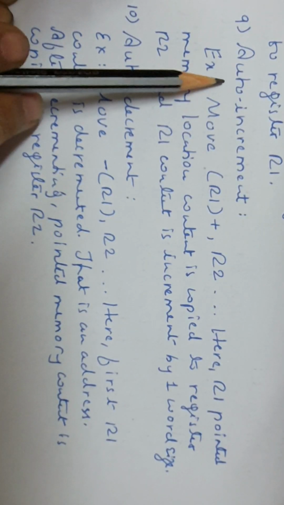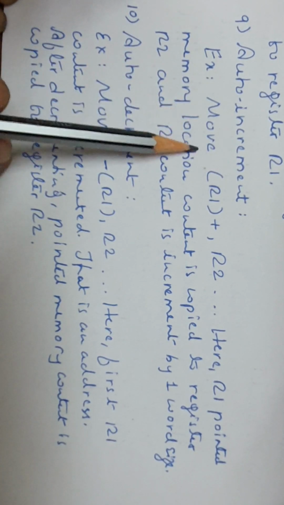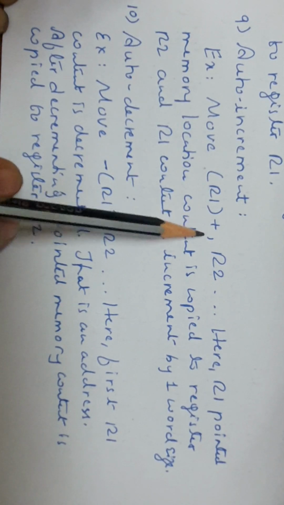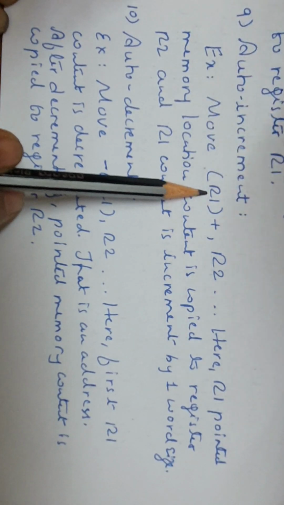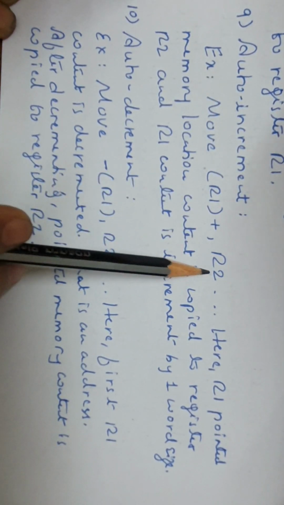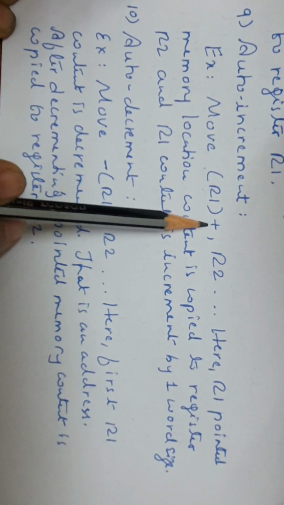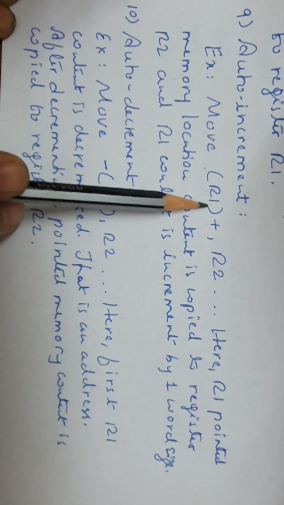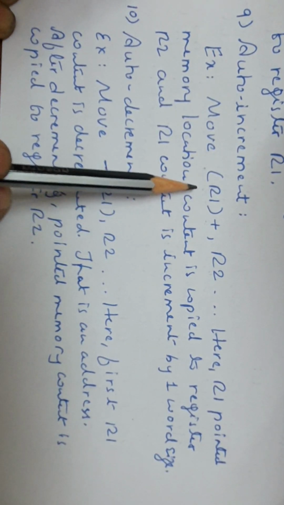So the last two addressing modes, auto increment, that is the ninth one. Example, move in bracket R1 bracket complete plus, R2. So if R1 is 1000, from 1000 memory location, the content is copied to R2, then 1000 is incremented by one word. If word length is 4 bytes, so 1000 will be made 1004. That is the next memory location.